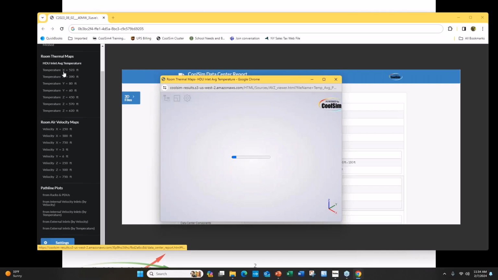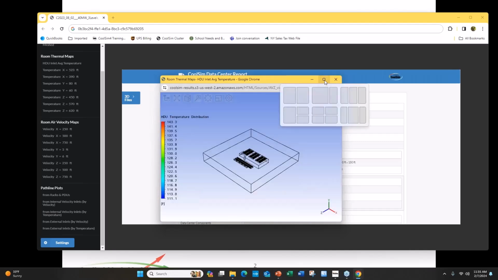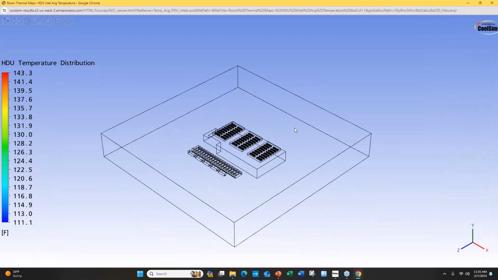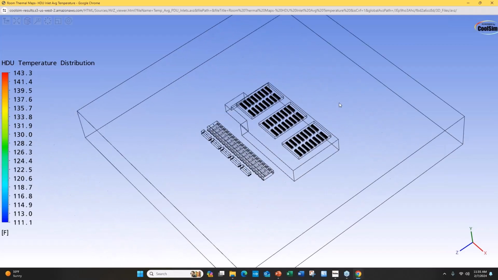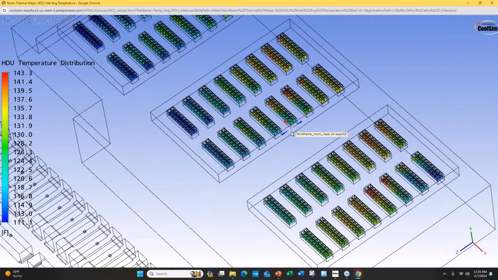There's a bunch of temperature contours I'll show you in a moment, and velocity contours if you want to look at those, and also some other elements here. But this is one of the more important ones, the HDU inlet average temperature. So here, it takes a while to build that because it's made up of a lot of very, very small elements. But let's take a look at this closely.